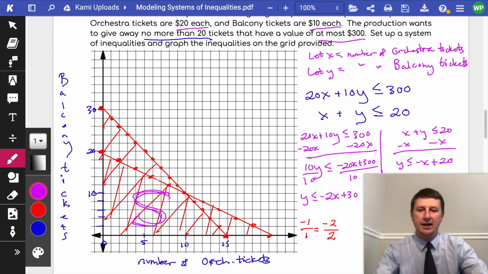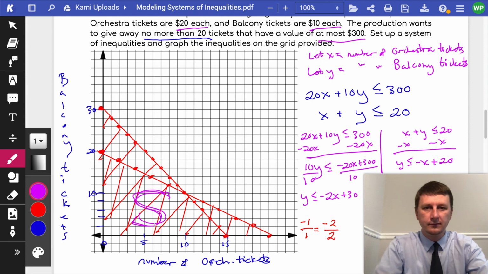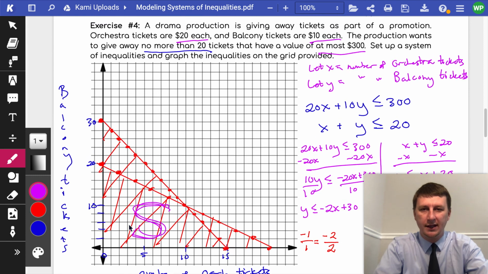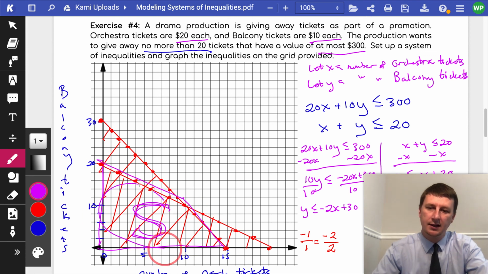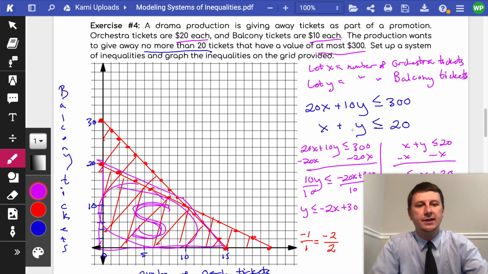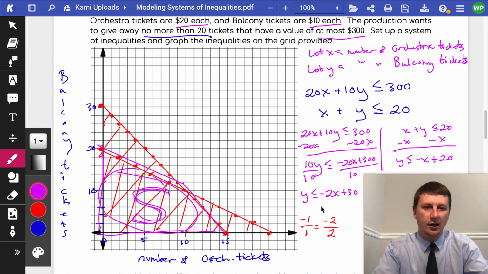And those are all of the possible combinations of different amounts of tickets that the drama production could give away, where they would give away no more than 20 tickets, and the value of those 20 tickets or less would have a value of at most $300. So anything within this area right here would satisfy those constraints. Anything in here.